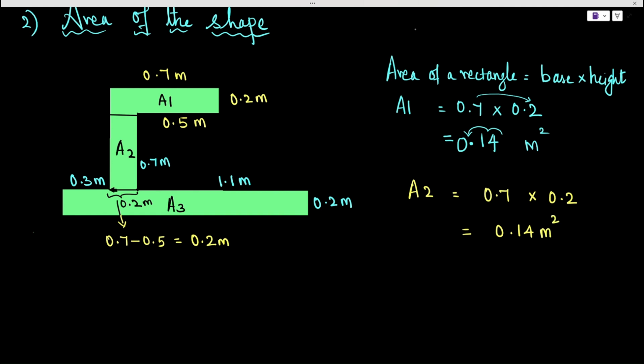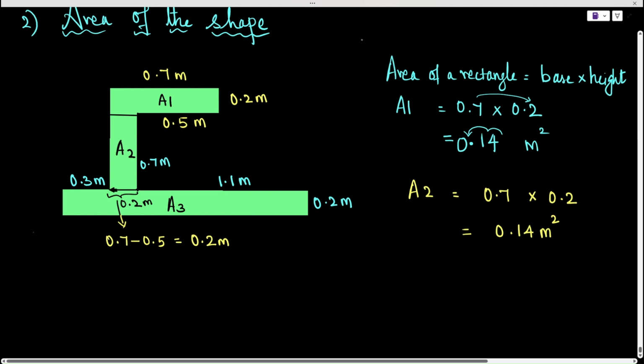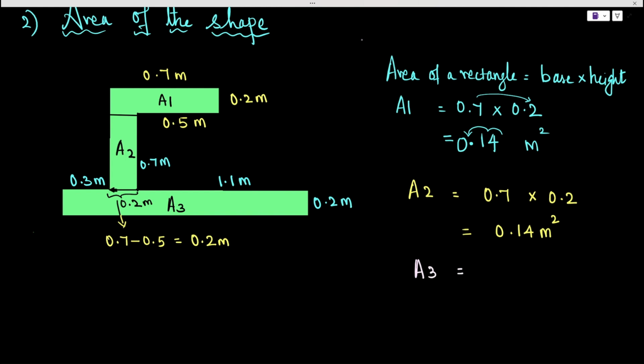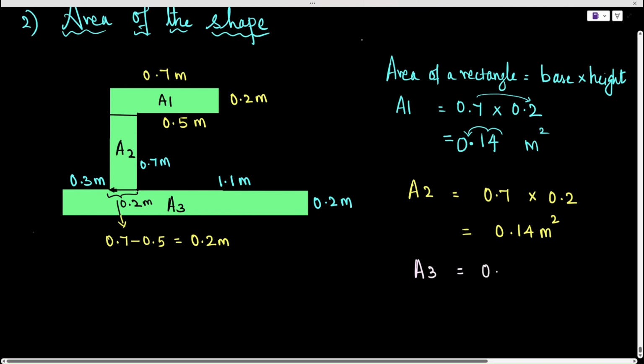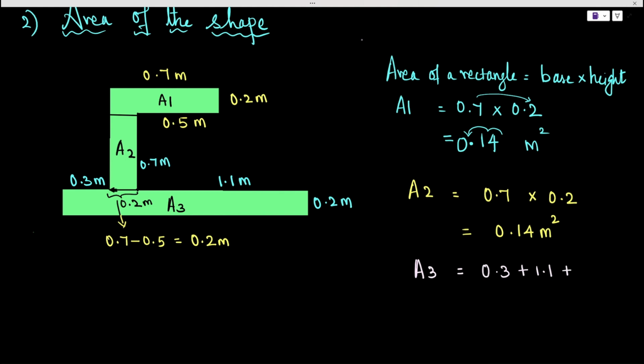Now we approach area 3. So the base length here is we have to add 3 different values. So we have 1.1 meters plus 0.3 meters plus 0.2 meters. That's the full base length. And this added together gives us, so 3 plus 1 is 4, plus 2 is 6. We put a decimal point and we have 1. So it's 1.6 as the base length.